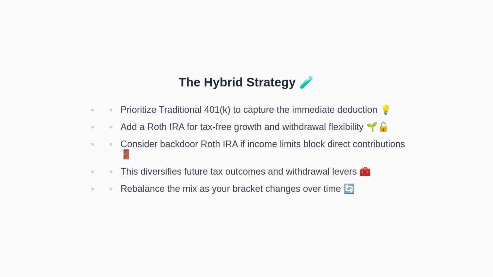Now, consider a hybrid approach. First, favor traditional 401k contributions to capture the upfront deduction when your marginal rate is high. Then, add a Roth IRA for tax-free growth and flexibility. If your income is too high for direct Roth IRA contributions, you may explore backdoor Roth strategies where appropriate and permissible. This diversified approach gives you multiple tax buckets to draw from later. Finally, as your marginal rate changes, you can adjust the contribution mix.